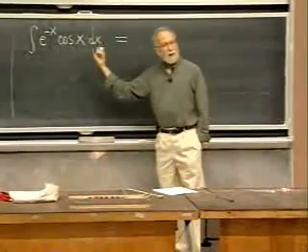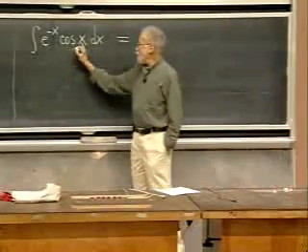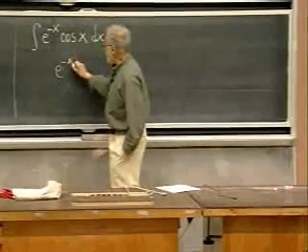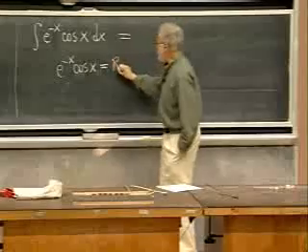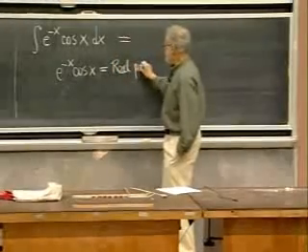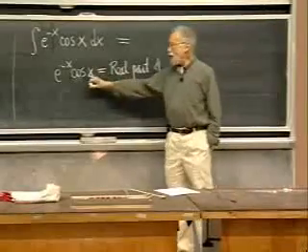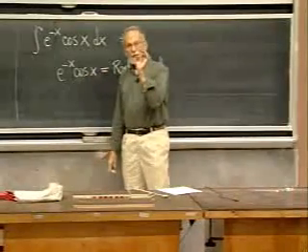Instead, use complex numbers as the way to do this. How do I think of this? What I do is I think of e to the negative x cosine x as the real part. The real part of what? Well, cosine x is the real part of e to the ix.